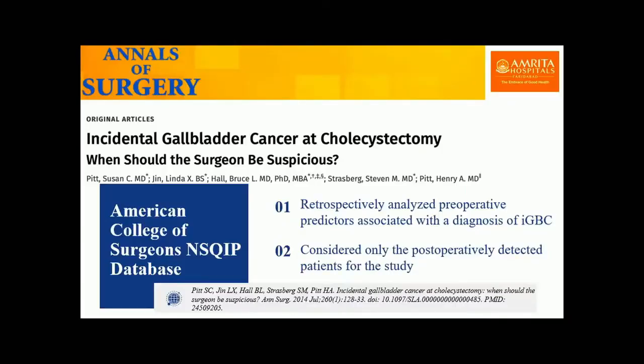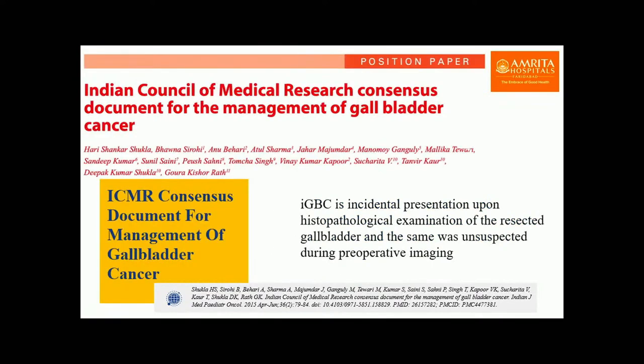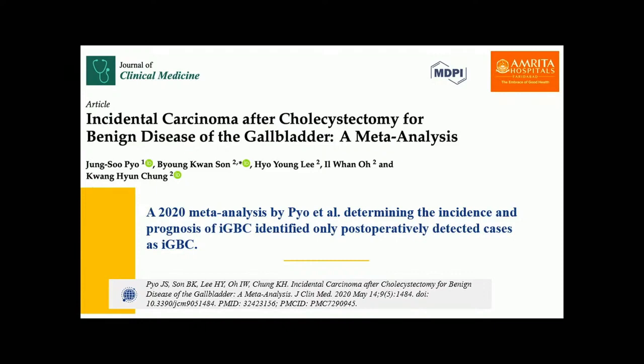If we do the literature review, we see the American College of Surgeons, as a part of their study for the National Surgical Quality Improvement Program, considered only postoperatively detected patients as incidental gallbladder cancer, in this study published in 2014. The ICMR consensus paper for management of gallbladder cancer also only took into account histopathologically found gallbladder cancer to be the actual incidental gallbladder cancer. Another meta-analysis from South Korea also took only patients who were identified postoperatively to be incidental gallbladder cancer.